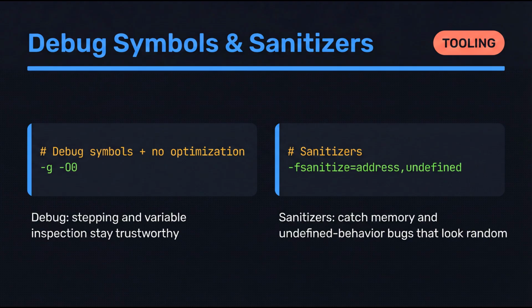For sanitizers, -fsanitize=address,undefined. AddressSanitizer catches memory errors: use after free, buffer overflows, stack overflows. UndefinedBehaviorSanitizer catches signed integer overflow, null pointer dereference, and other undefined behavior. These bugs often look random without sanitizers. With sanitizers, they produce clear error messages at the exact point of failure.